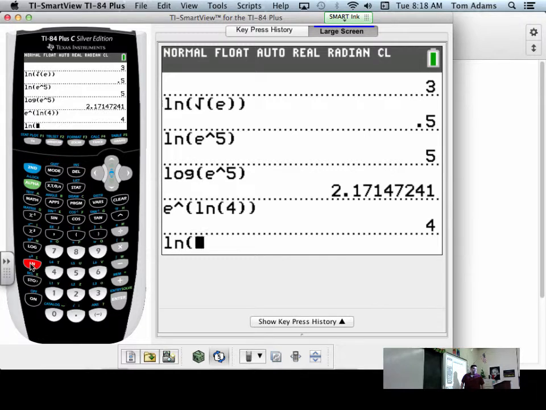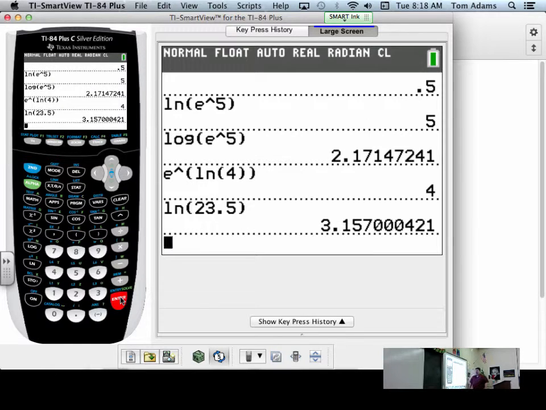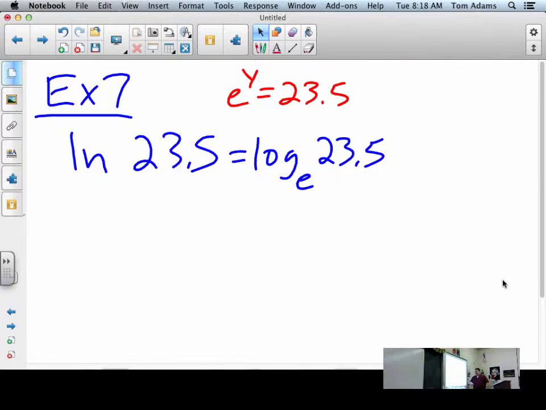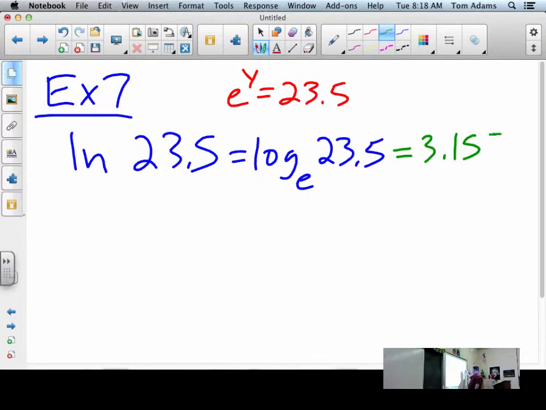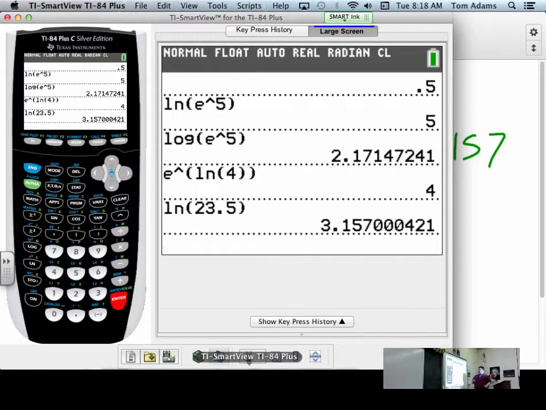So now to find the answer on the calculator, it has the natural log function programmed in it. And so what was it, 23.5? Whoops, wrong button there. And so if I hit enter, it'll give me the answer. It's 3.157. So this answer is 3.157. And I suppose if I wanted to be all technical, fancy pants, I should put the approximation symbol there, right?